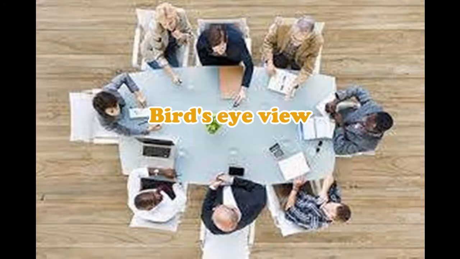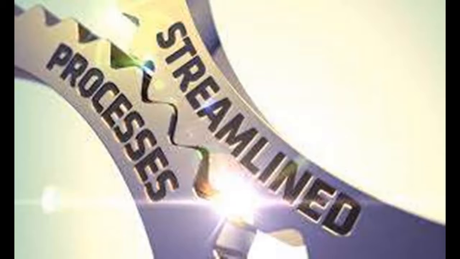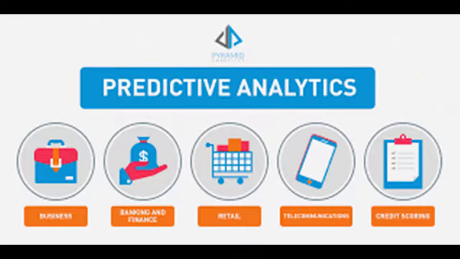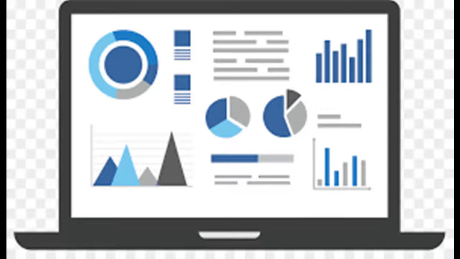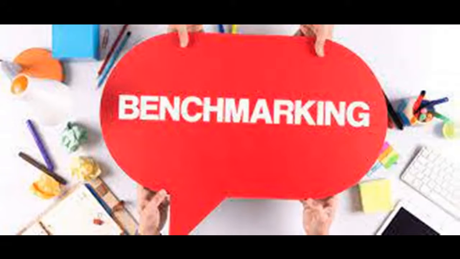Number 4. It gives a bird's eye view. A business intelligence system also helps organizations, as decision makers get an overall bird's eye view through typical business intelligence features like dashboards and scoreboards. Number 5. It streamlines business processes. Business intelligence takes out all complexity associated with business processes.